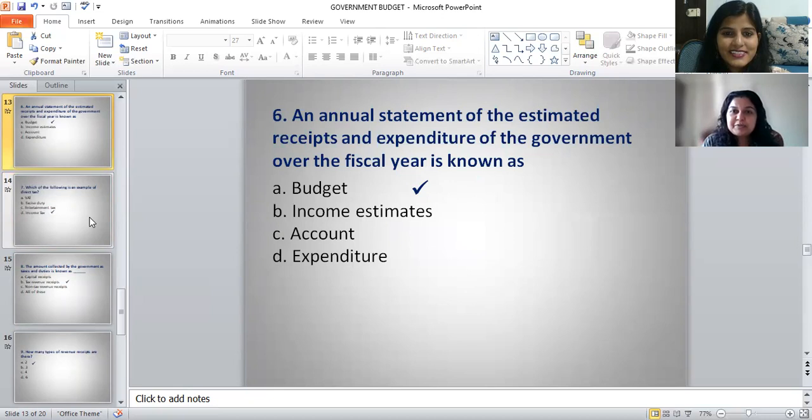An annual statement of the estimated receipts and expenditure of the government over the fiscal year is known as, yes, children, you can see the options. Ma'am, without telling the options, I can say it is the budget. Yes, because you have explained this topic so well.